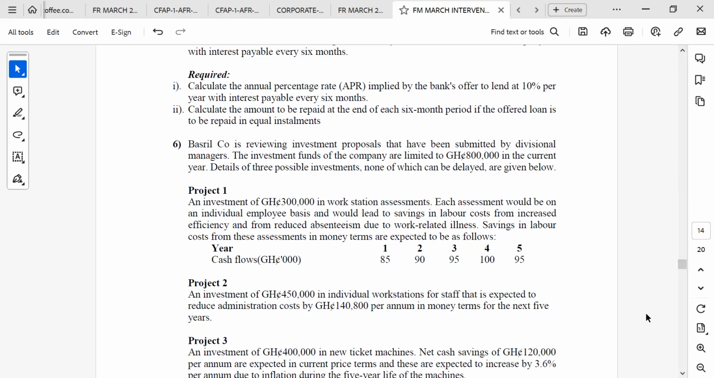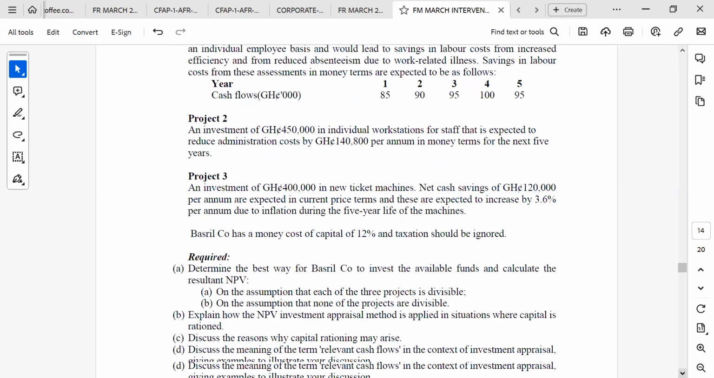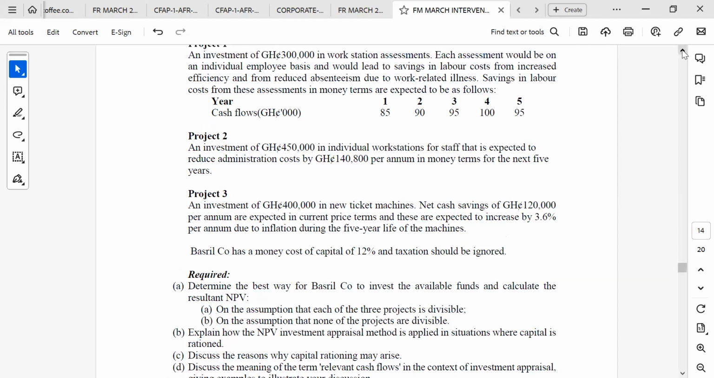If the question says that the projects are divisible, we use the profitability index to choose which of the projects we should undertake. So if the projects are divisible, then we use the profitability index to determine the combination, or the selection or ranking, of the projects. But if they say the project is indivisible, or the project is not divisible, we can't use the profitability index. We just select the projects that are within our budget.